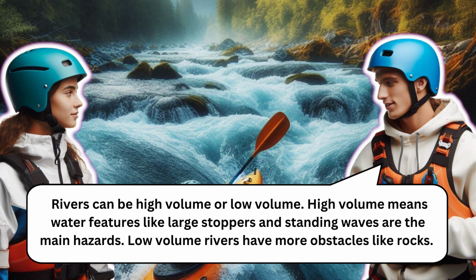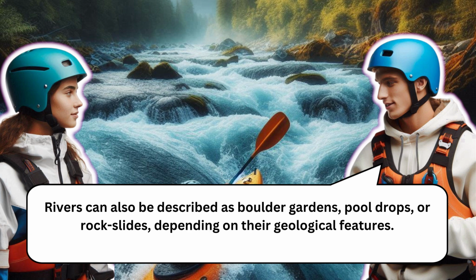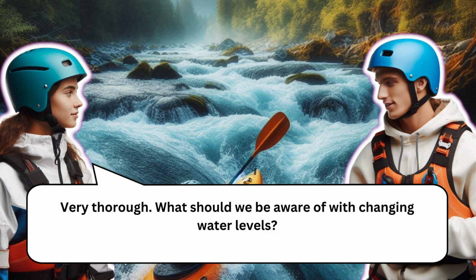Rivers can be high volume or low volume. High volume means water features like large stoppers and standing waves are the main hazards. Low volume rivers have more obstacles like rocks. Rivers can also be described as boulder gardens, pool drops, or rock slides, depending on their geological features. Very thorough. What should we be aware of with changing water levels?